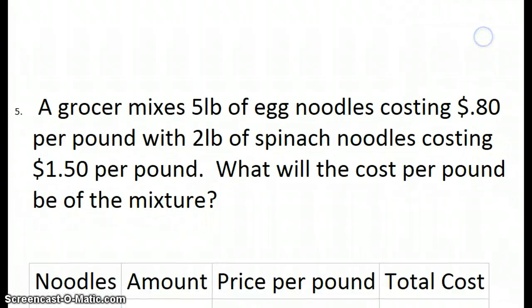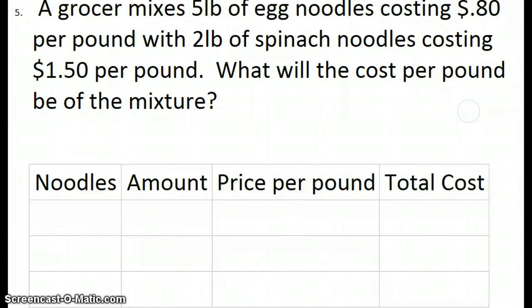Okay, the last one, well, it doesn't always have to be a mixture of solutions or liquids. This one is a grocer mixes 5 pounds of egg noodles costing 80 cents per pound with 2 pounds of spinach noodles costing $1.50 a pound. What will the cost per pound be of the mixture?